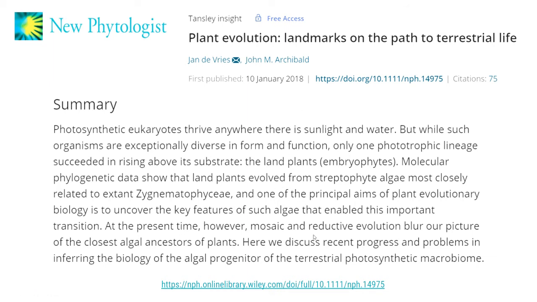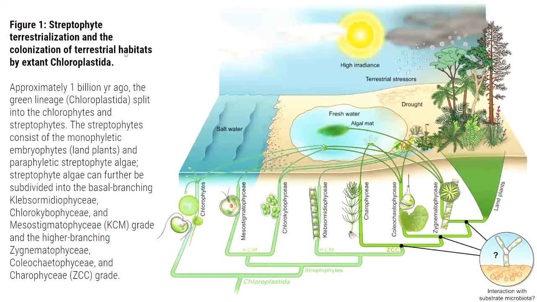What this paper is telling us, and you can actually go to this research journal page, I'll provide the link in the description below, is that the plants we know today are actually descendants of those algae coming from the sea or the ocean. This is a confirmation of what we've known so far. It shows us the streptophyte terrestrialization and colonization of terrestrial habitat.